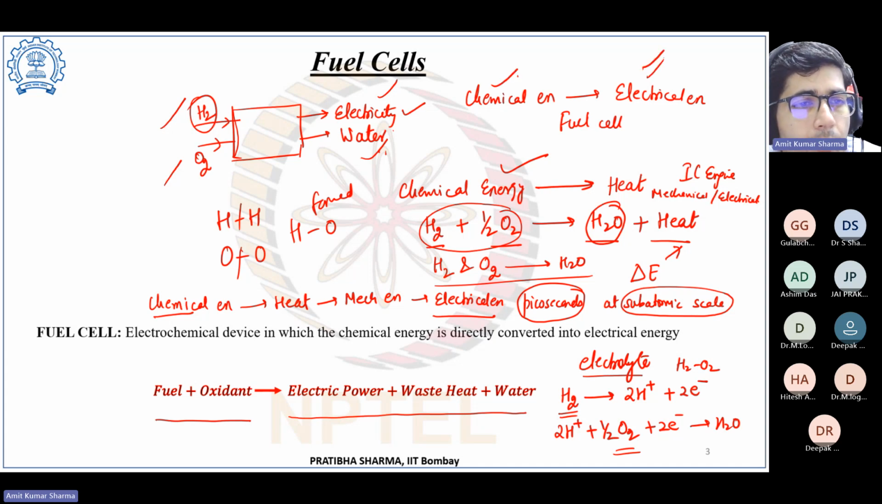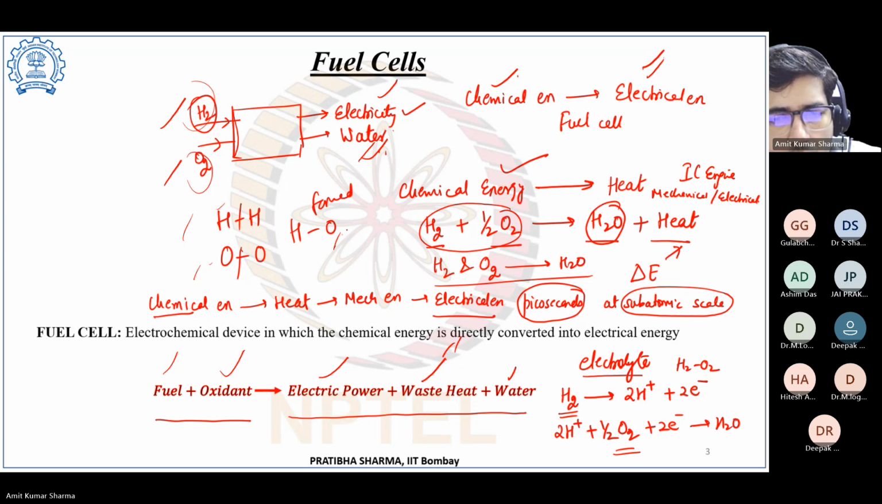So as input we have hydrogen and oxygen. The H-H bond and O=O bond will break and new bonds will form, forming water. In this, some energy will be released, and we have a connection, so the electrons will be transferred through the outer circuit and we can get electricity. So it's an electrochemical device in which chemical energy is directly converted into electrical energy: fuel plus oxidant gives electrical power, waste heat, and water.